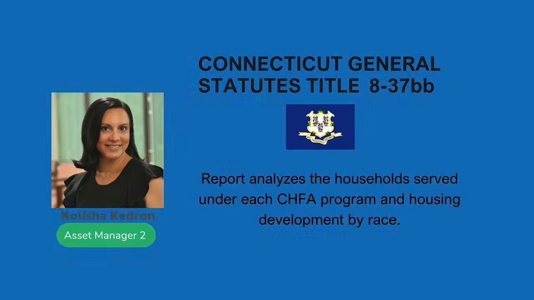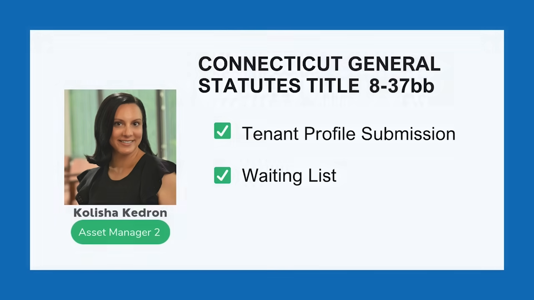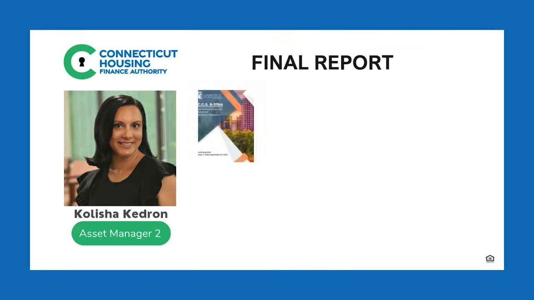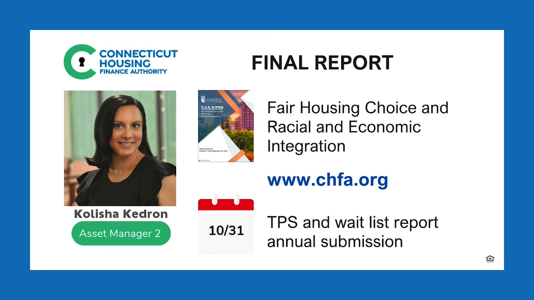additional affordable housing. The Tenant Profile Submission, better known as TPS, and the Waiting List Survey are the means by which CHFA collects this information. The final report is called the Fair Housing Choice in Racial and Economic Integration and can be found on the CHFA website. The TPS and Waiting List Survey is required annually and is due on October 31st.